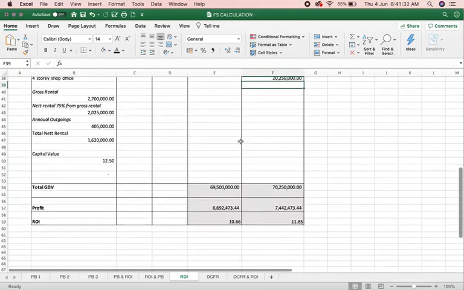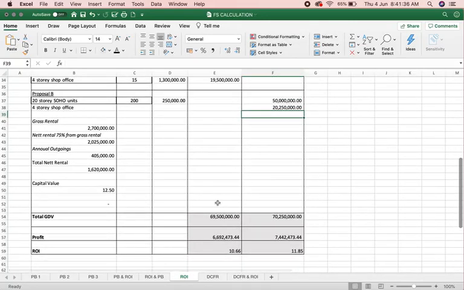So you can do the comparison between these, meaning that if you rent out a part of the development, you will get more profit as compared to selling everything.